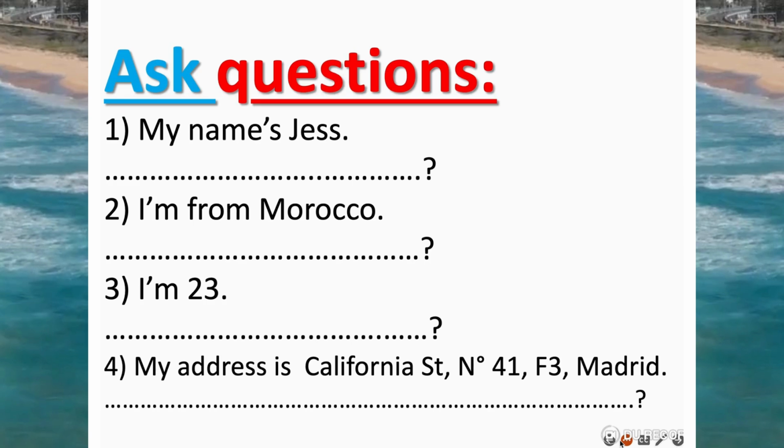Ask questions. My name's Jess. I am from Morocco. I am 23. My address is California Street number 41, F3, Madrid. So let's see the answers.